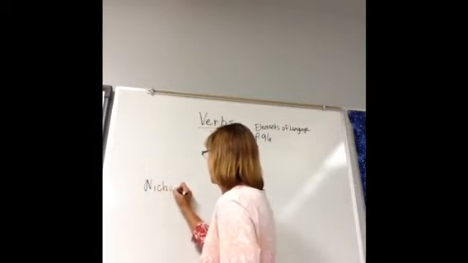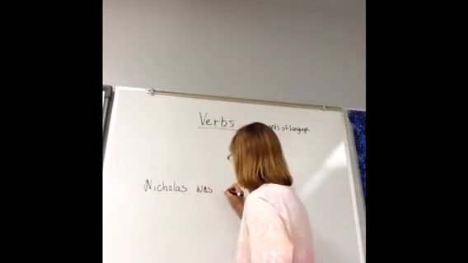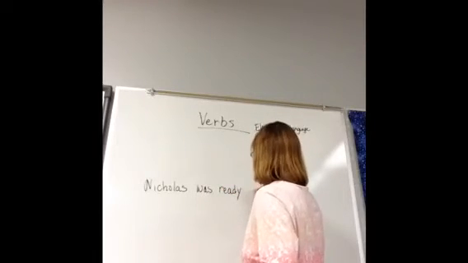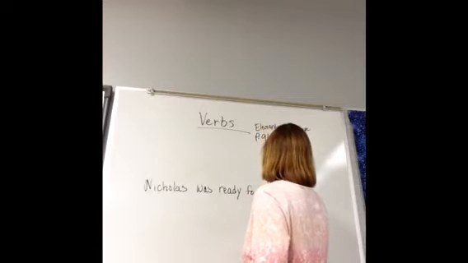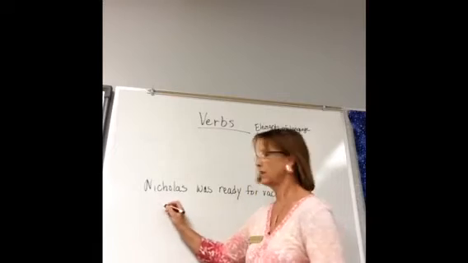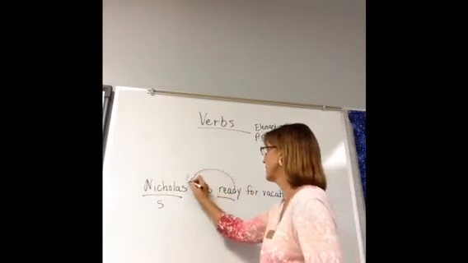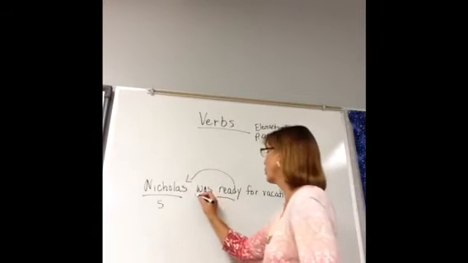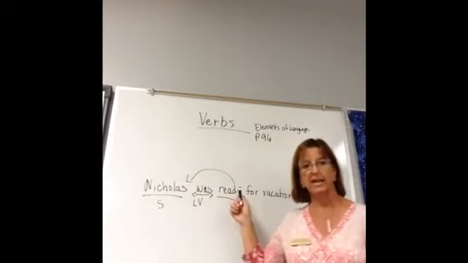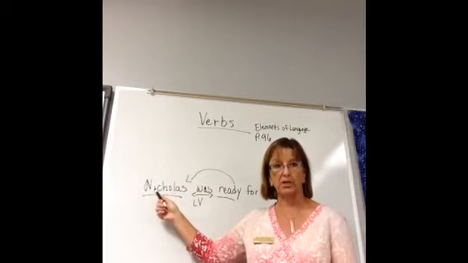Another example might be Nicholas was ready for vacation. Okay, so Nicholas is our subject. Ready describes Nicholas, and was is the linking verb that connects this description to this subject. Okay?